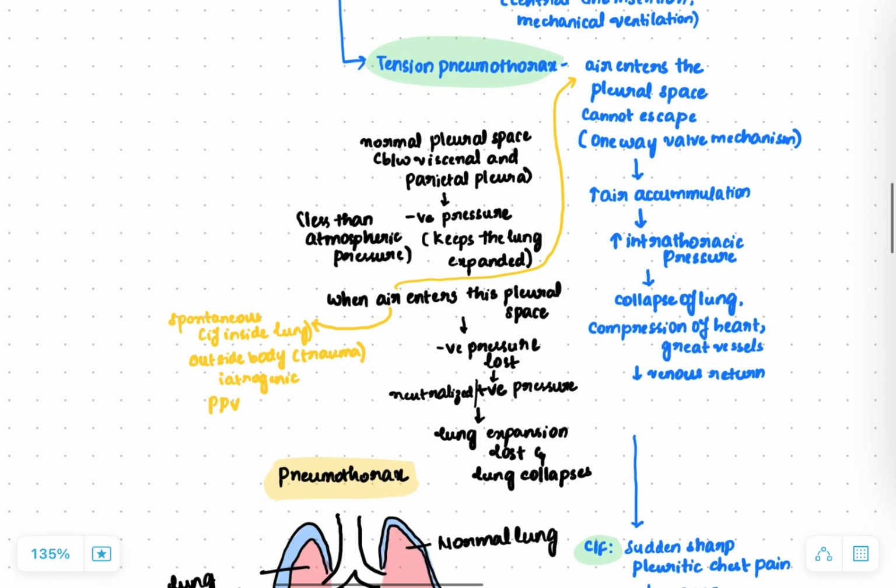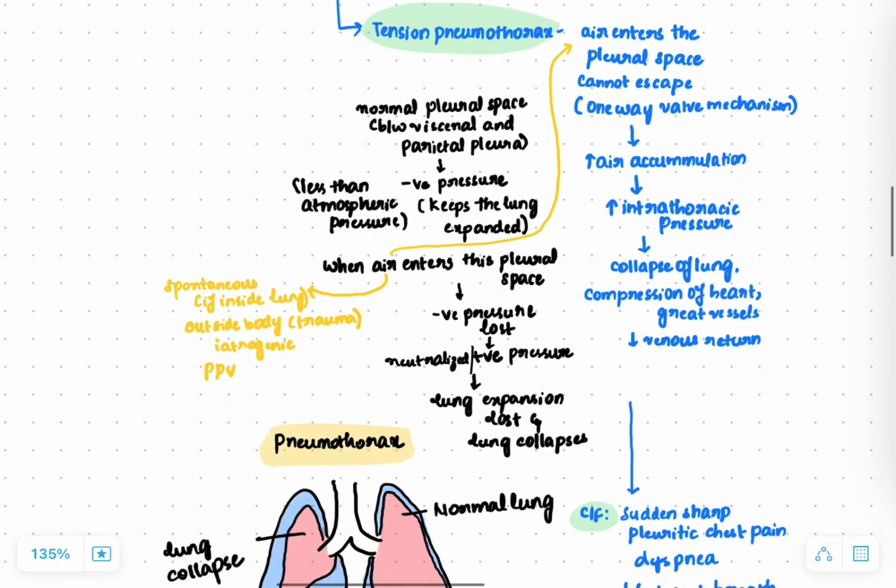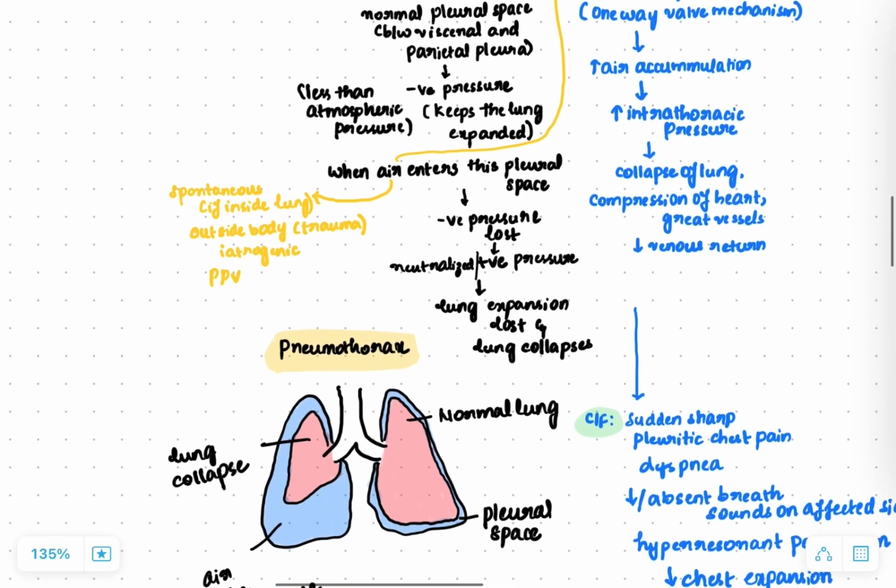So normally the pleural space, that is the space between the visceral and the parietal pleura, there will be negative pressure. This negative pressure means the pressure is lower than the atmospheric pressure. So this will keep the lung expanded. Whenever the air enters this space, the negative pressure is lost. It is either neutralized or it is converted into positive pressure, that is more than the atmospheric pressure. So the lung expansion is lost and the lung will collapse.